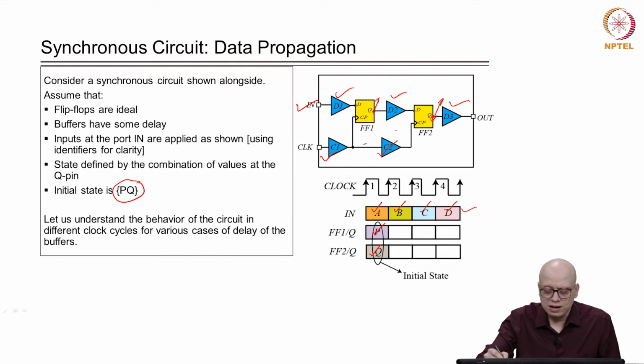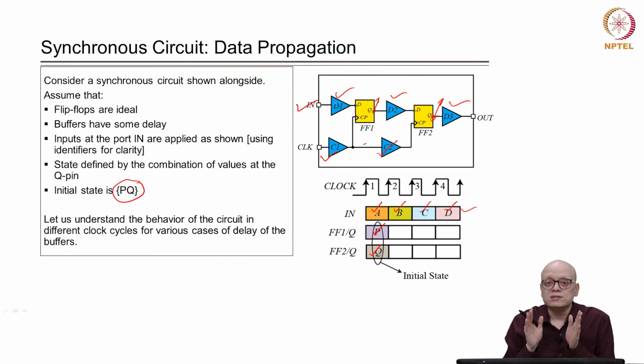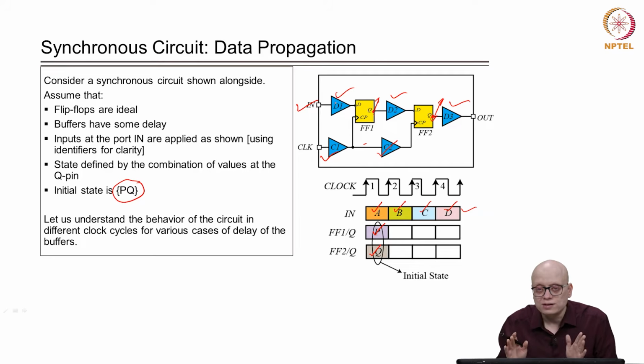Now we are saying, what will happen if this is a perfectly synchronous circuit? What will the state of the system be, meaning what will these values be in different clock cycles? We will take different delays of D1, D2, D3, C1, C2 and C in different scenarios.